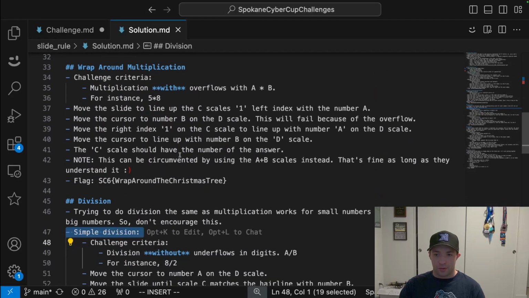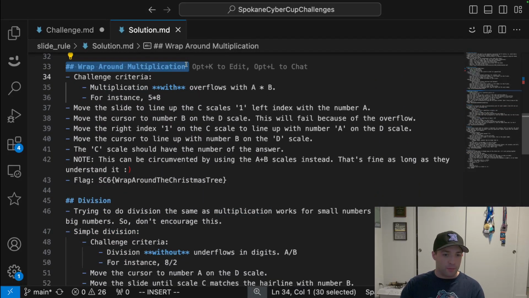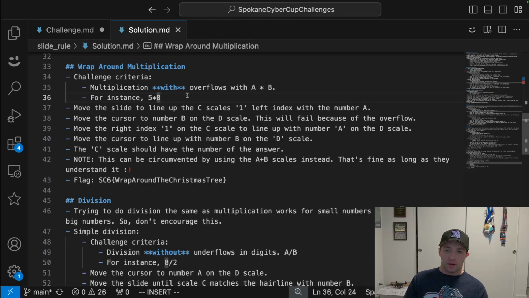So for this third challenge, it's wraparound multiplication. You only need to do one correctly. And the key criteria on this one is an overflow. So because it's overflowing, the slide rule usage is a little bit different. So 5 times 8, 6 times 7, all those are good numbers to try.